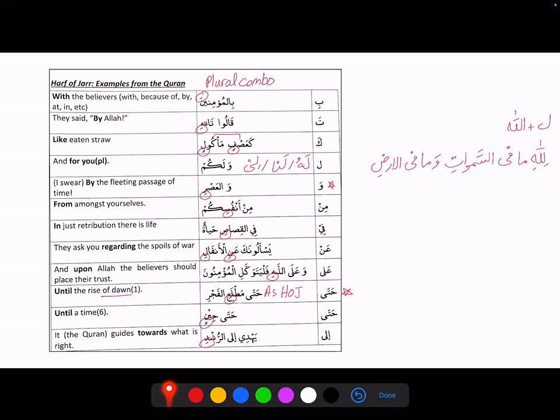Then ka asfin. So what does ka mean? Ka means like. And asfin would be what? Straw. Eaten straw. Eaten. Yeah, but how are we going to label asfin? Ka is harfu jar and asfin is ism majrur. Very good. Ism majrur. Agreed. Okay, so asfin is ism majrur.